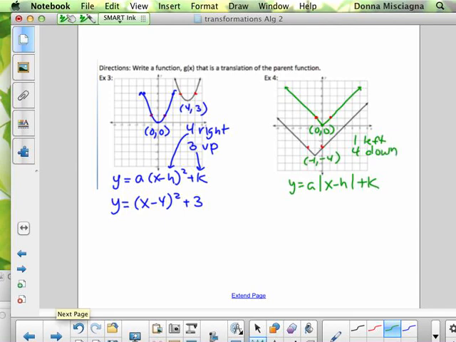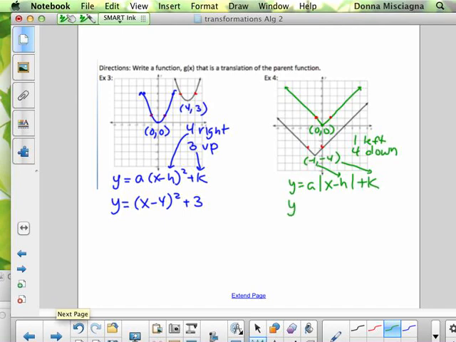And both of those are negative, right? Moving to the left is to the negative side of the graph. Moving down is the negative side of the graph. We need to replace the h with a negative 1. We need to replace the k with a negative 4.